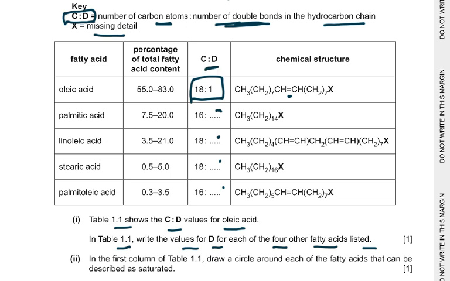So what are the values for D? Now in palmitic acid, let's look at it here, it is 0. There is no double bond here. And then in linoleic acid, you can see there's a double bond here and there's a double bond here. So this is 2. And then in stearic acid, 0. And then palmitoleic acid, you can see there is 1. So there is this one double bond. If you got all these correct, you got 1 mark.